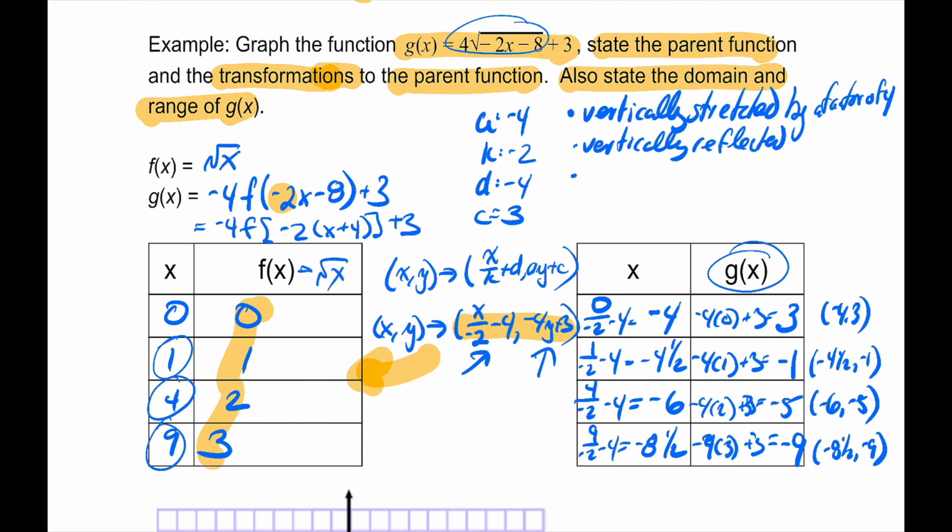This is also horizontal. The absolute value of k here is 2. Since I think of it as the opposite of vertical, in this case k is greater than 1, so this is going to be horizontally compressed by a factor of 1 over the absolute value of k, which is 1 over 2. This is also horizontally reflected.